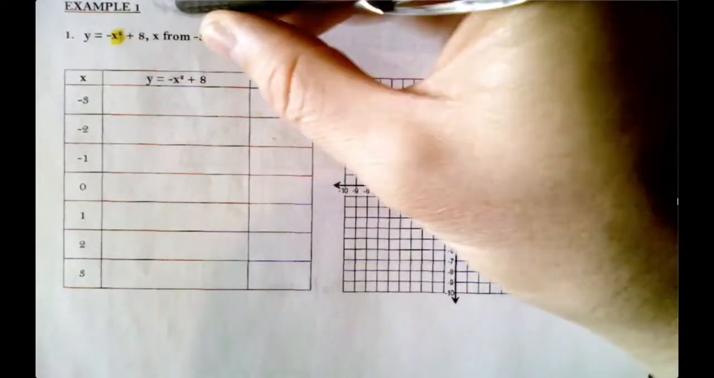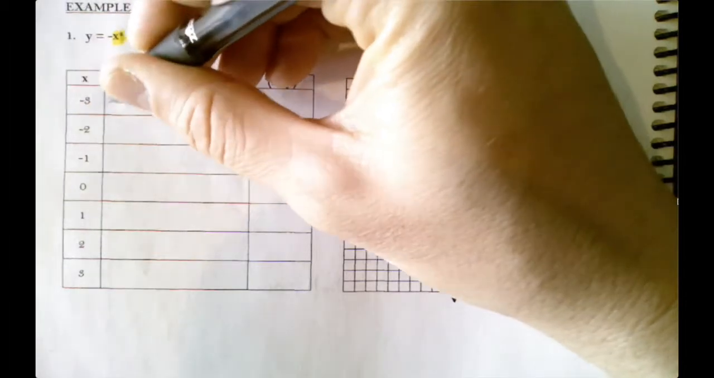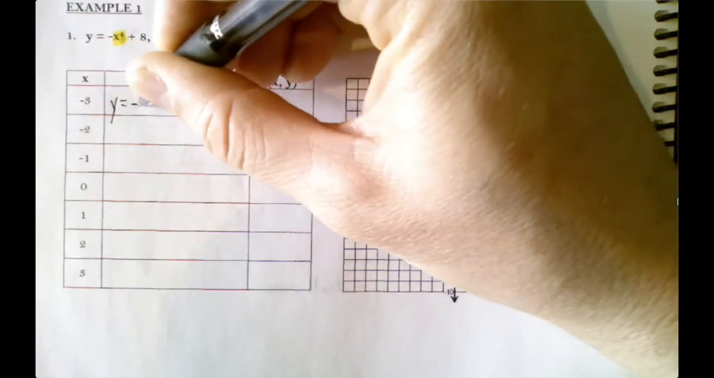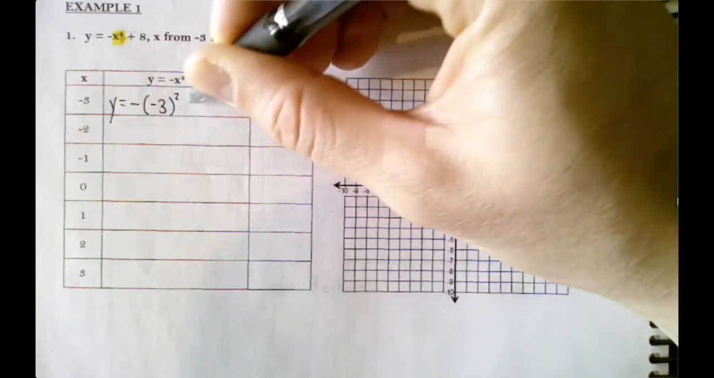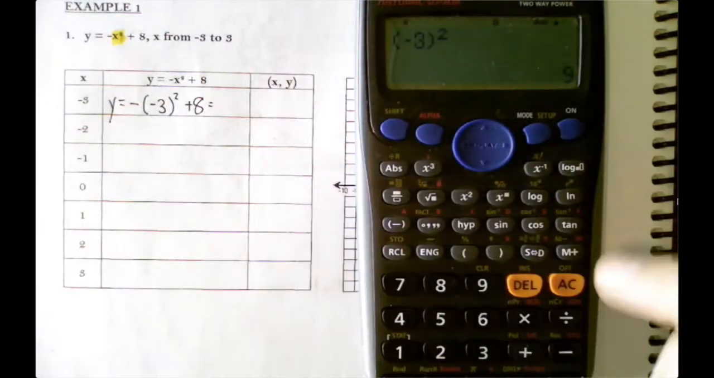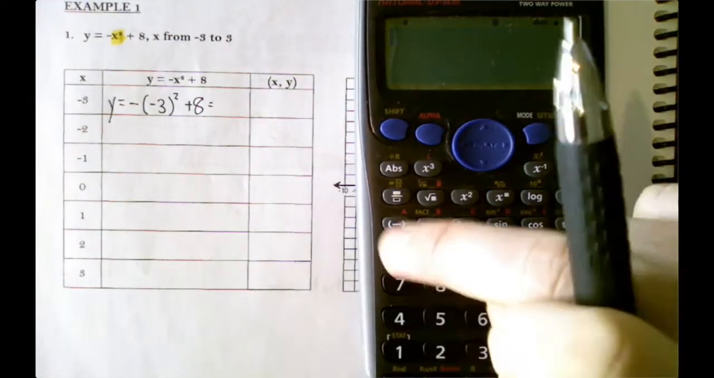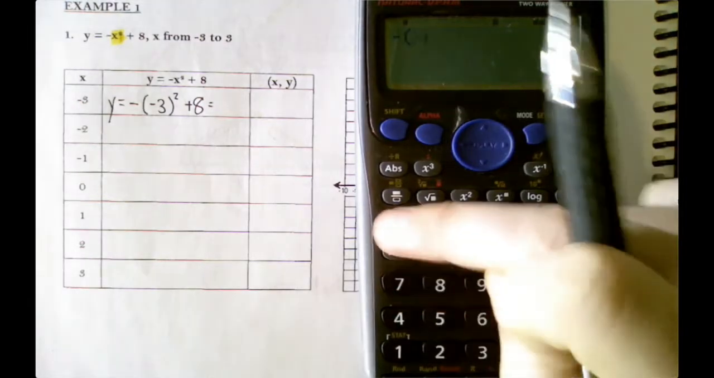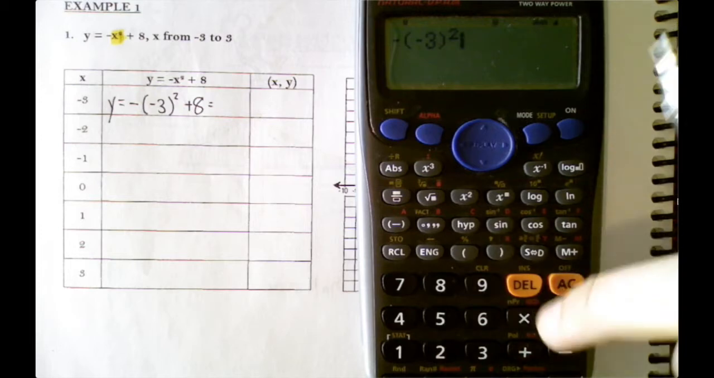We're going to use the same x's, and we're going to plug them into our equation. We only have one term with an x, so we only have to put the negative 3 in one spot. It says negative, and then we put negative 3 and square it, and then add 8. So what do we get? Well, let's use our calculator. So we've got negative bracket negative 3 squared, x squared button, and then add 8.